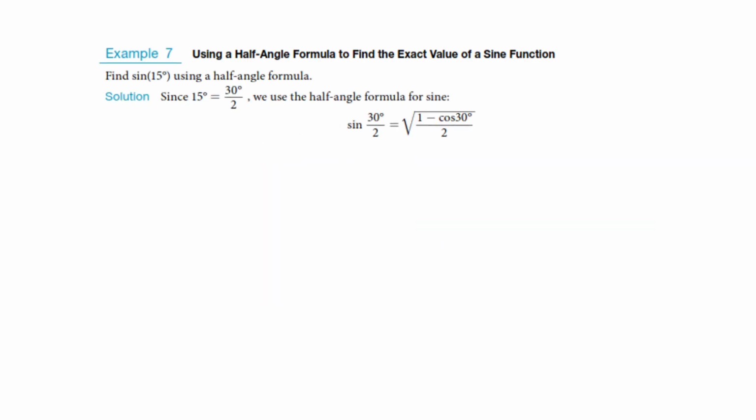Okay, so this is exactly what I was telling you here. 15 is not one that I know. It's not on my unit circle, but it is half of one I know. So this 15 is half of 30. So here I've got half of 30 being manipulated. That's 15. Now the formula requires us to know the cosine of 30, but we know that. It's on our unit circle.